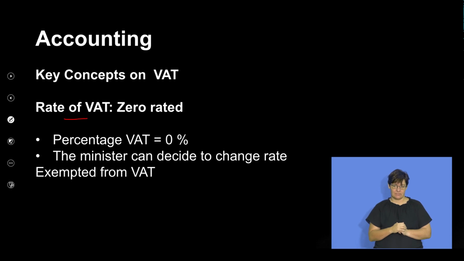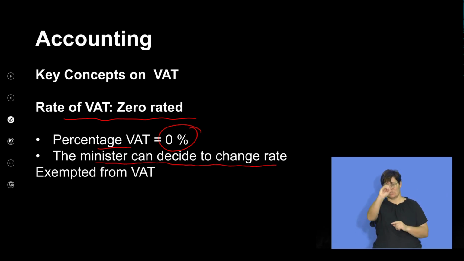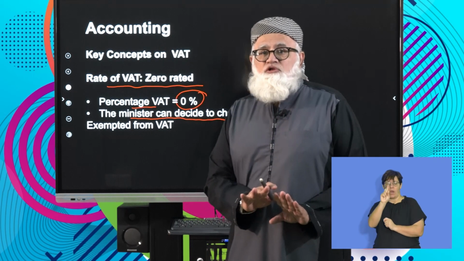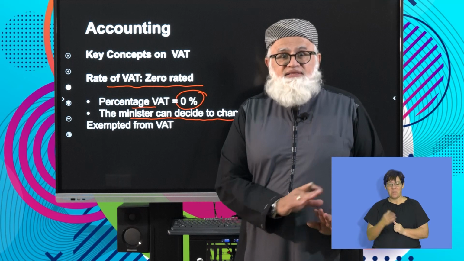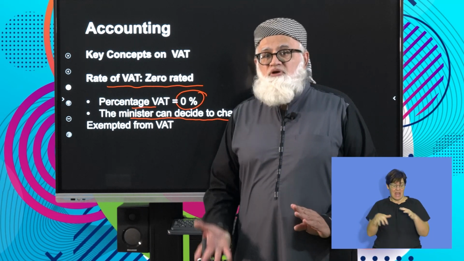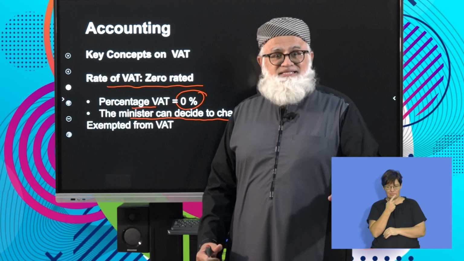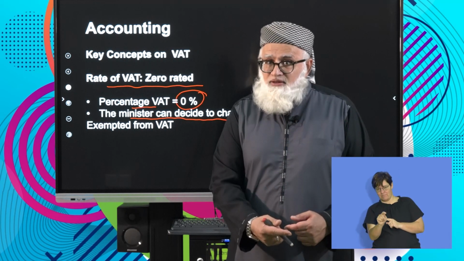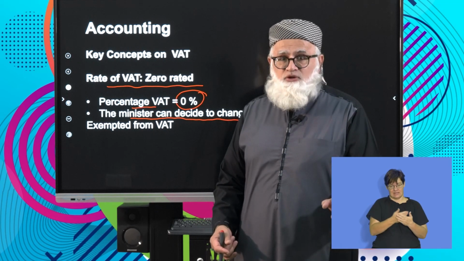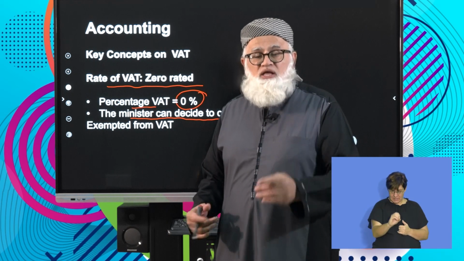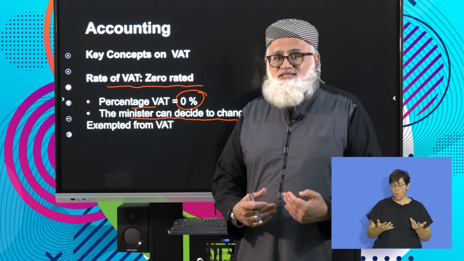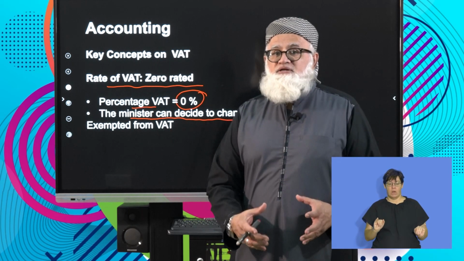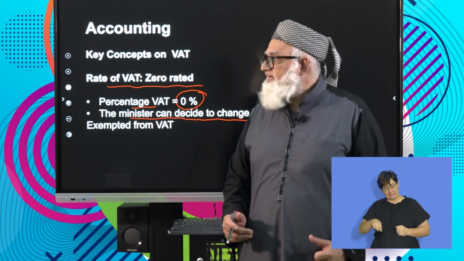Remember what we said? Zero rated, the percentage VAT is 0%. The minister can decide to change the VAT rate at any time. So in other words, if an item falls within the zero rated category, there could be a situation where the economy of the country improves to such an extent that certain items may now become VATable. So those items that are currently zero rated, it can change. Or if the conditions in the economy worsen, more items could be added to the basket of zero rated items.